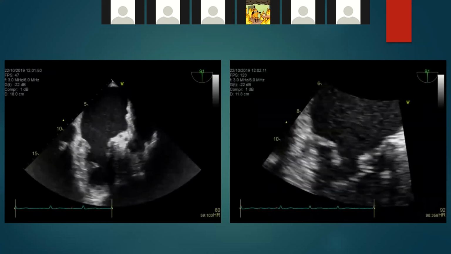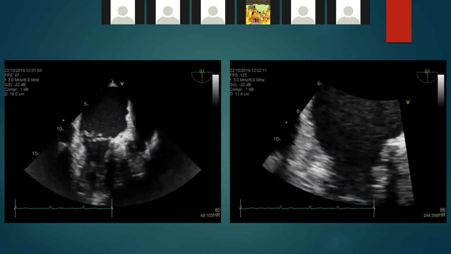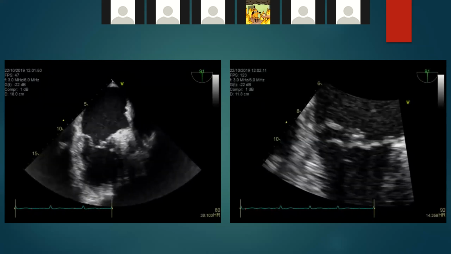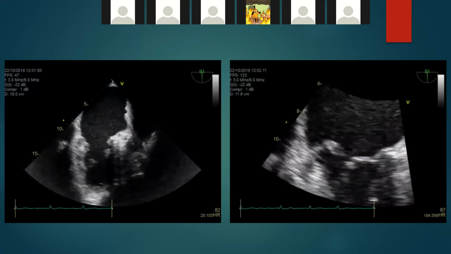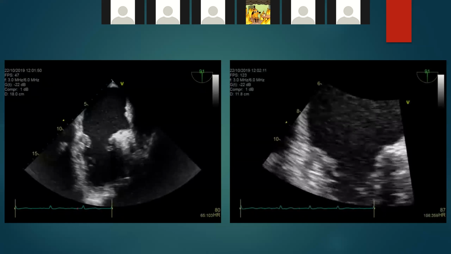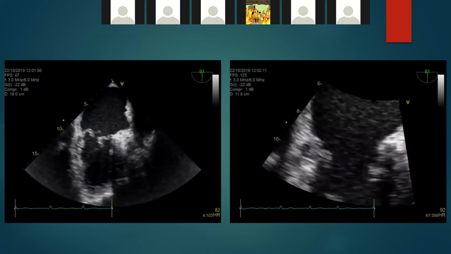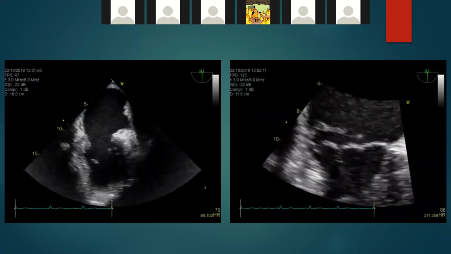I'm not sure. Initially, when it was me and Arvind who did this one, we were concerned whether it was the vegetation or a ruptured chordae or something which we were looking at. But because the patient had a positive blood culture, and this looks like vegetation with independent motion, we thought it's more likely vegetation than any ruptured chordae.